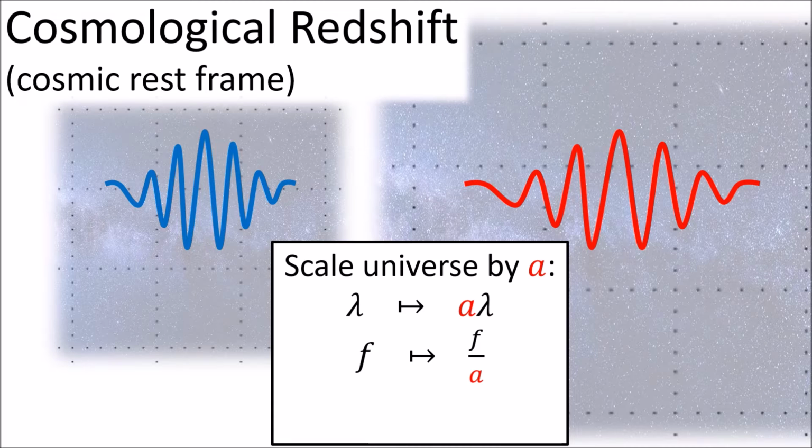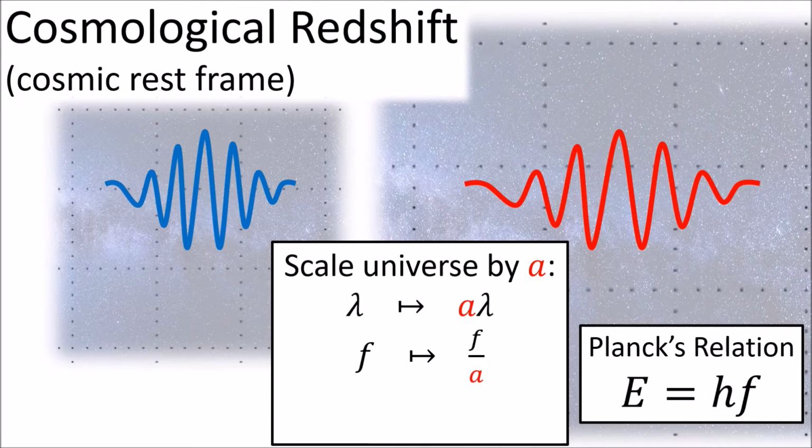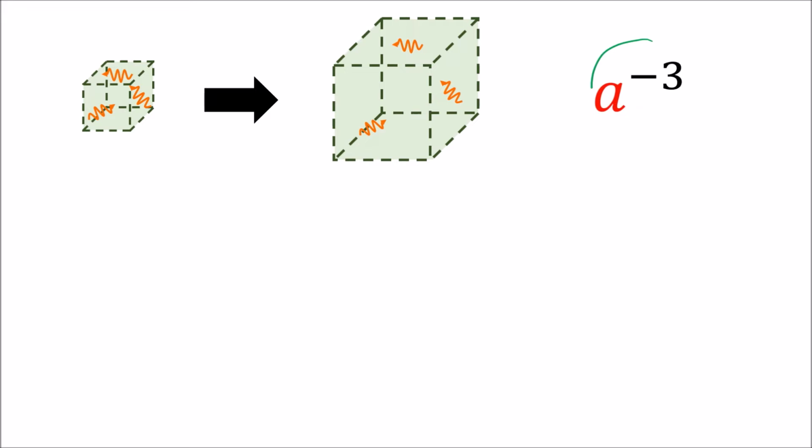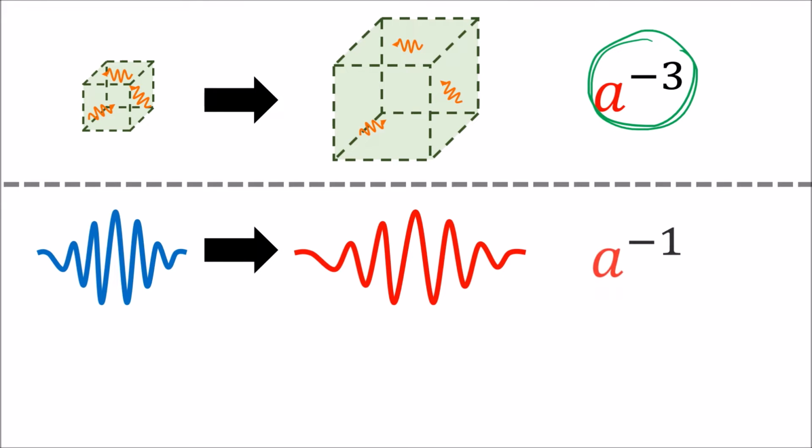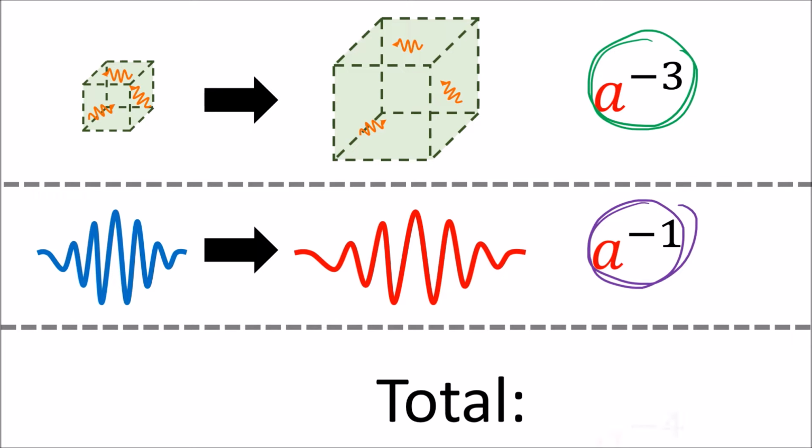This means the frequency decreases by a factor of a, and by Planck's relation, the energy also decreases by a factor of a, which is why we see energy density proportional to a to the negative 4 for radiation. The energy density changes with a power of negative 3 for the three spatial dimensions, and an extra negative 1 power for the energy lost due to cosmological redshift.